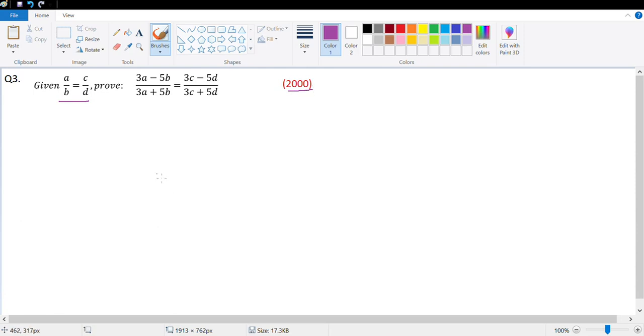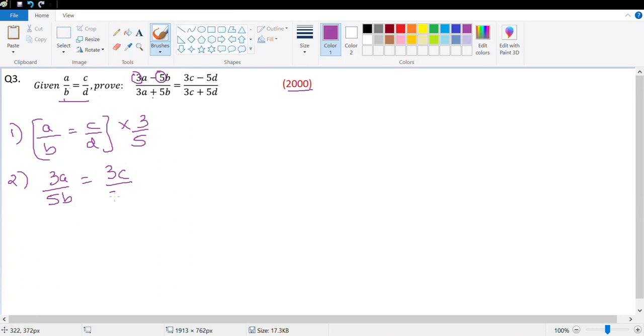I notice it has both addition and subtraction, so we are basically using componendo as well as dividendo. I notice A has been multiplied with 3 and B has been multiplied with 5. So let's go ahead and multiply both sides by 3 upon 5. So A upon B is equal to C upon D. Let's multiply both sides by 3 upon 5. This gives us 3A upon 5B is equal to 3C upon 5D.